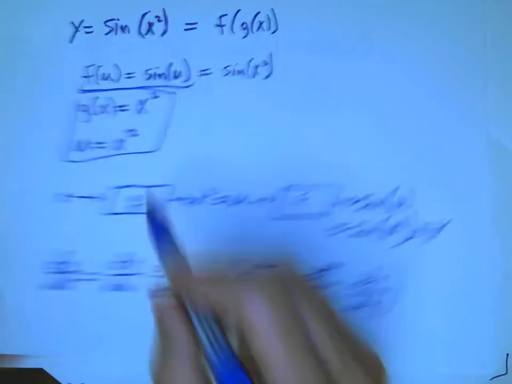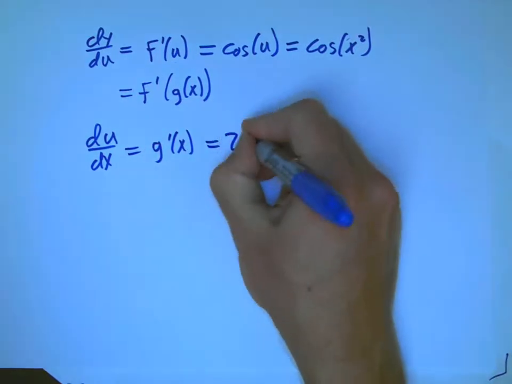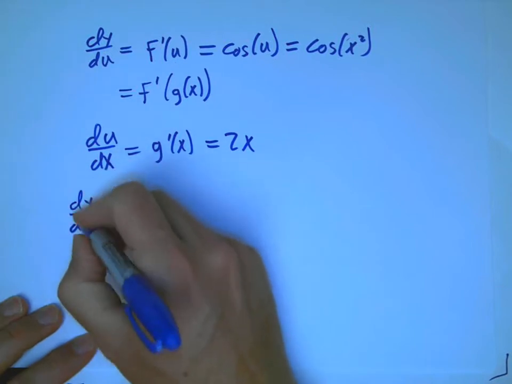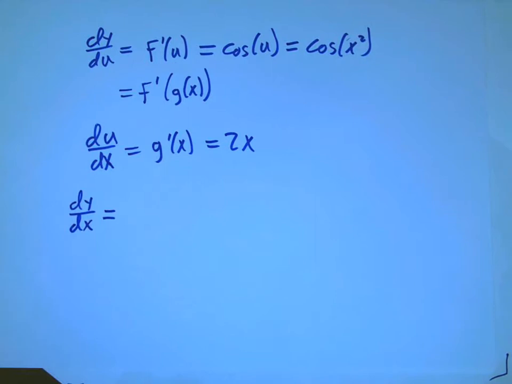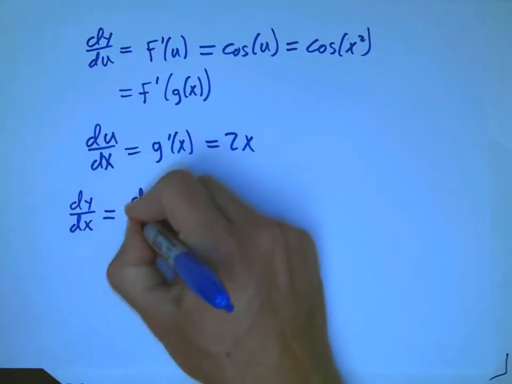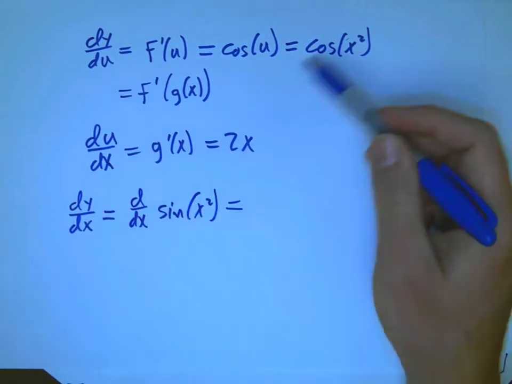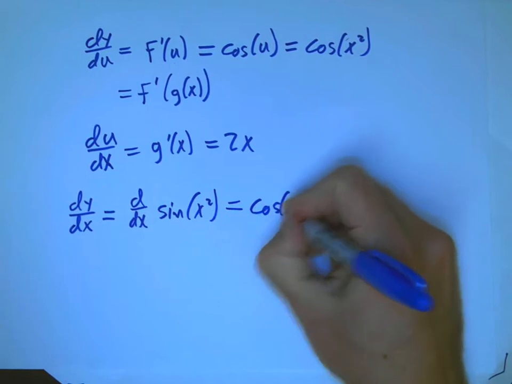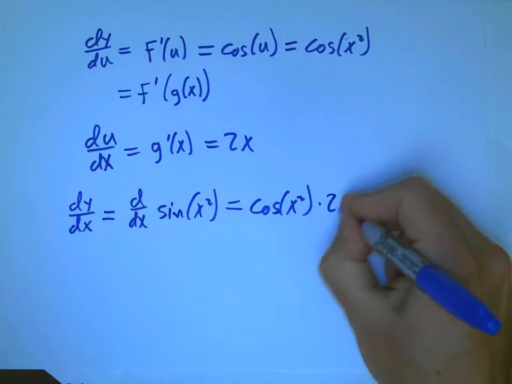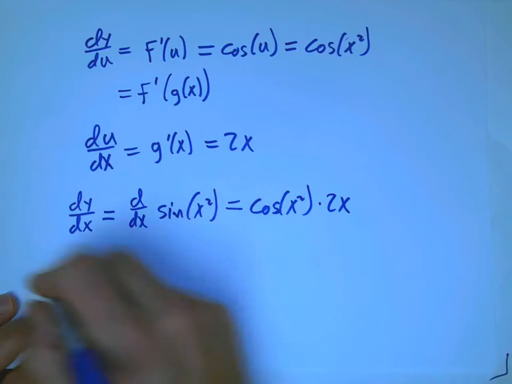U is just the name for the output of that inner function. And we're just taking the derivative of that with respect to x. And so that's going to be g prime of x, which in this case is 2x. And so the dy/dx, the derivative of the whole thing put together, let me write that down, is just going to be cosine of x squared, that's derivative of the outer, evaluated at the inner, left alone, times derivative of the inner.